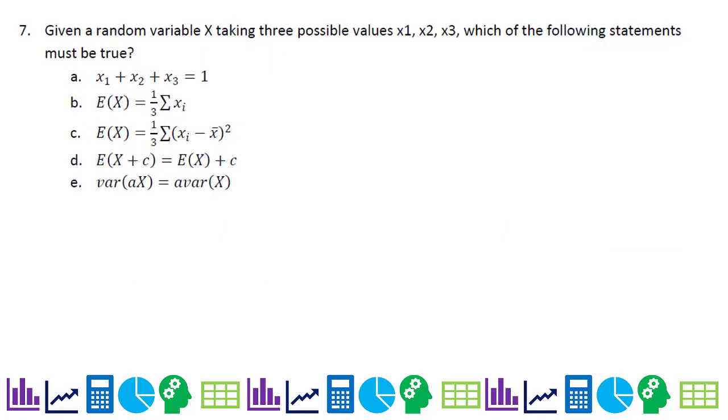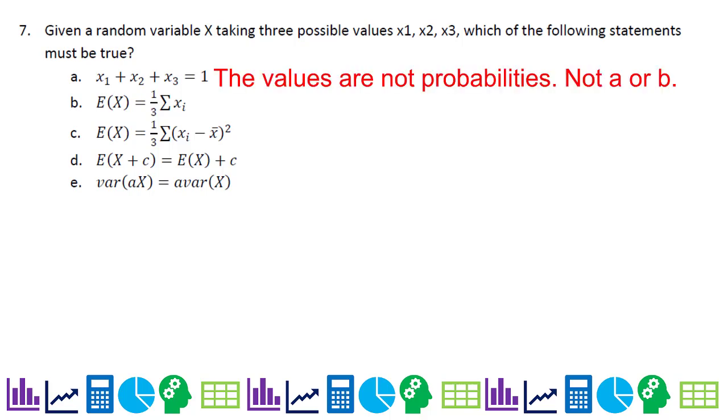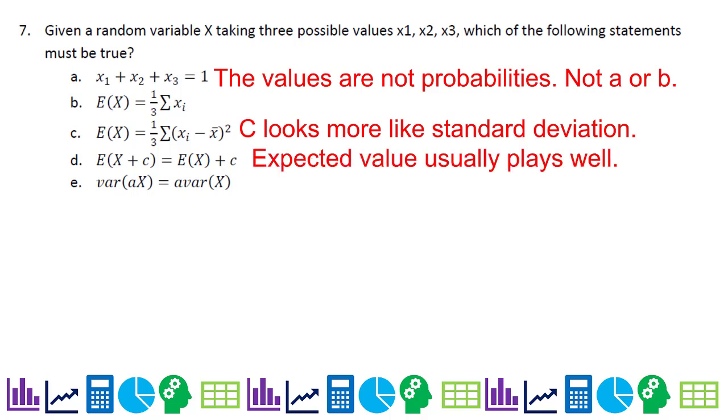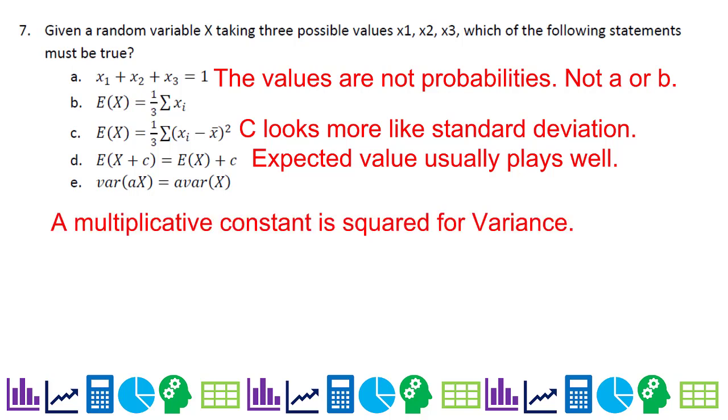Number 7. Given a random variable x takes 3 possible values, x1, x2, and x3, which of the following statements must be true? Well, first of all, these are not probabilities. These are outcomes. So it's not A or B. All right. C looks more like standard deviation, and that uses probabilities as well, so it's not that one. Expected value usually plays well. That one should be fine, whereas a multiplicative constant is squared for variance, so it is not E. So the correct answer is D.